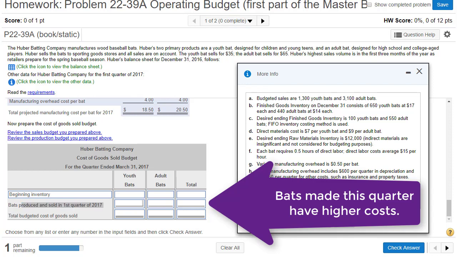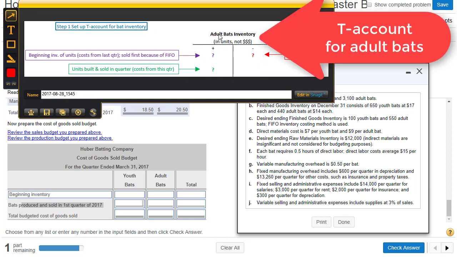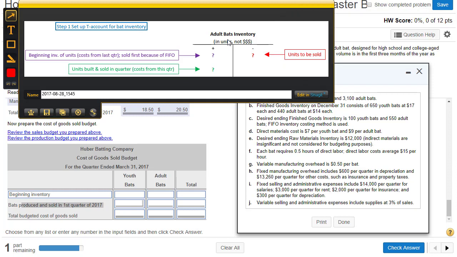So the first step is we need to set up a T account for the bat inventory. In this video, I'm only going to do the adult bats. We'll do the youth bats in the next video. Since this is an inventory account, it's an asset. And since it's an asset, the plus is on the left side, the minus is on the right side. The numbers that I'm going to be putting in here are in units, not dollars. We'll get to the dollars later.